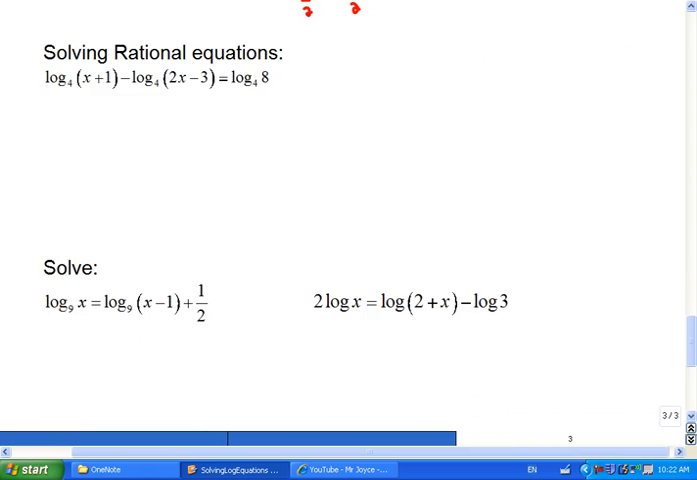So another thing that we may end up coming across is something like this, where when you combine things, you end up with a fraction. So just for a bit of practice, we'll try doing a rational equation. Okay, so at this point, again, I'm in the situation where I have just log and base 4 on both sides, so that means their arguments must be equal.